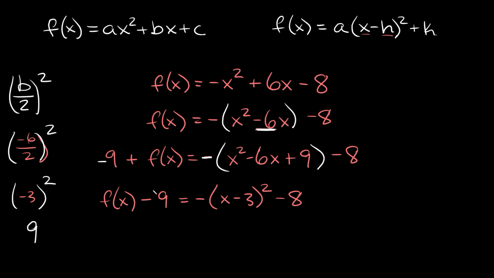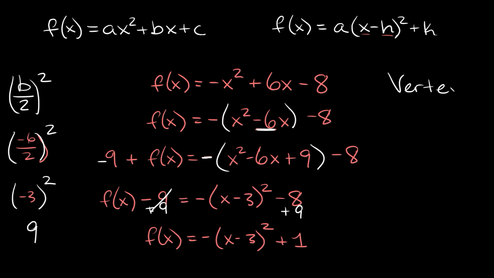The last thing we have to do is move the number over to this side so we can isolate f of x. So we'll have f of x is equal to, and then here we'll add 9 to both sides, right? Those cancel out. So then this is going to be equal to negative x minus 3 squared, looks like plus 1. Okay, so now that we have it in vertex form, now let's identify the vertex. So the vertex in this case is going to be from these two numbers again. So here the vertex is going to be +3, +1.